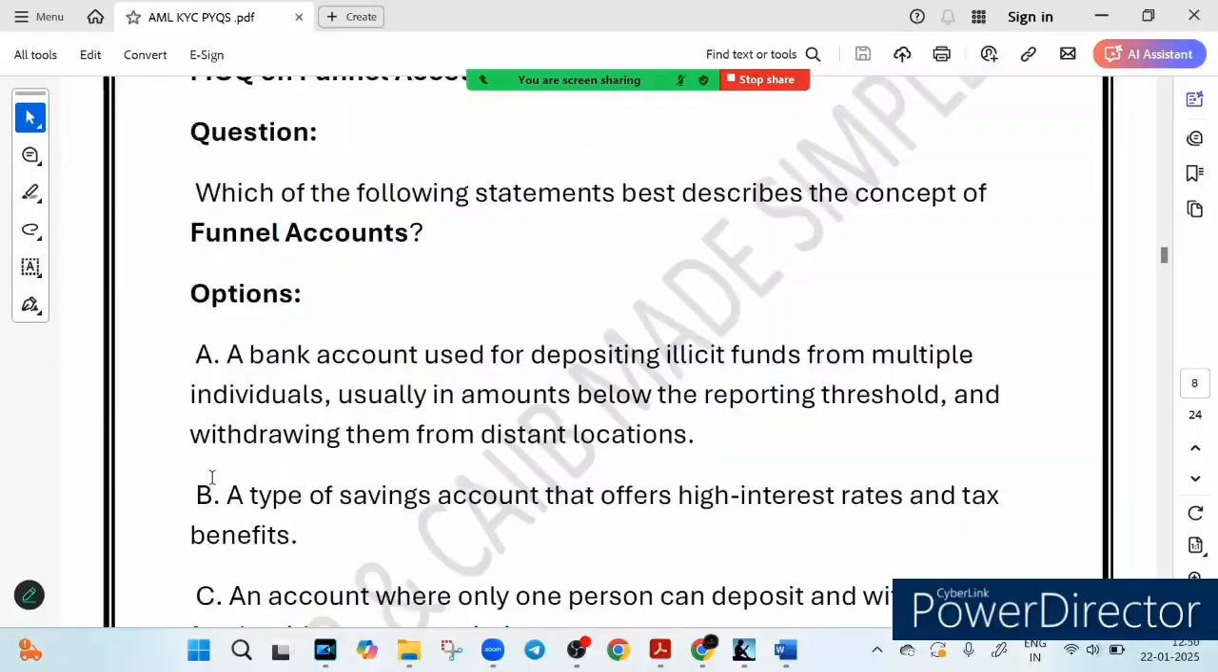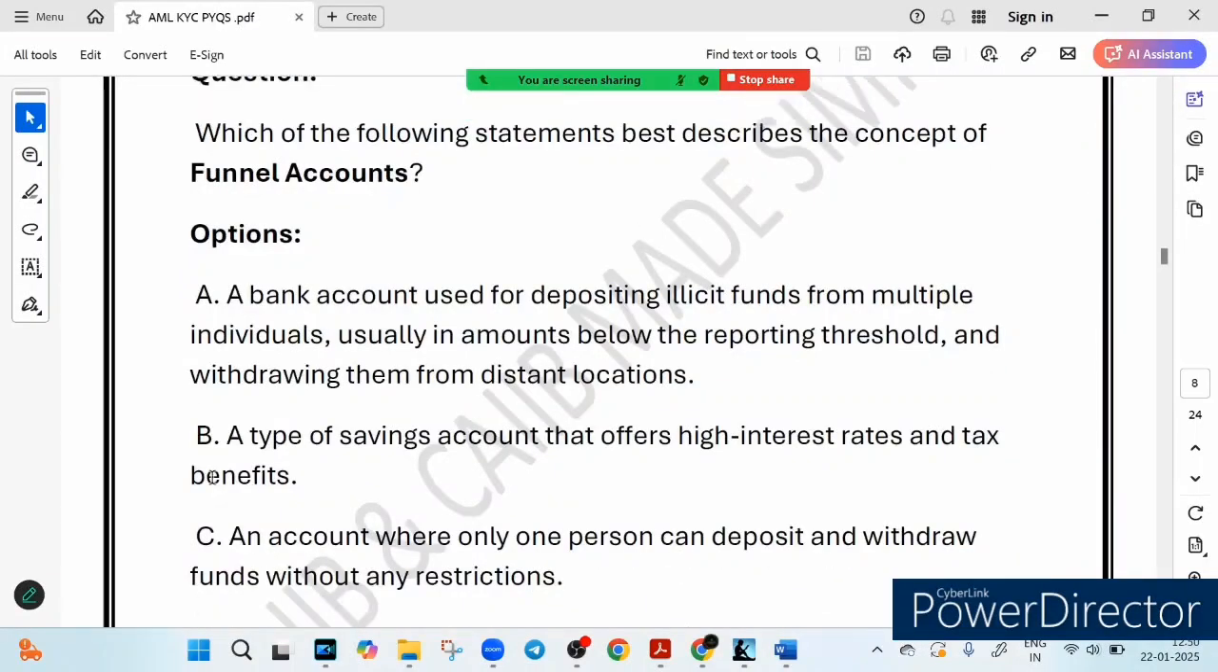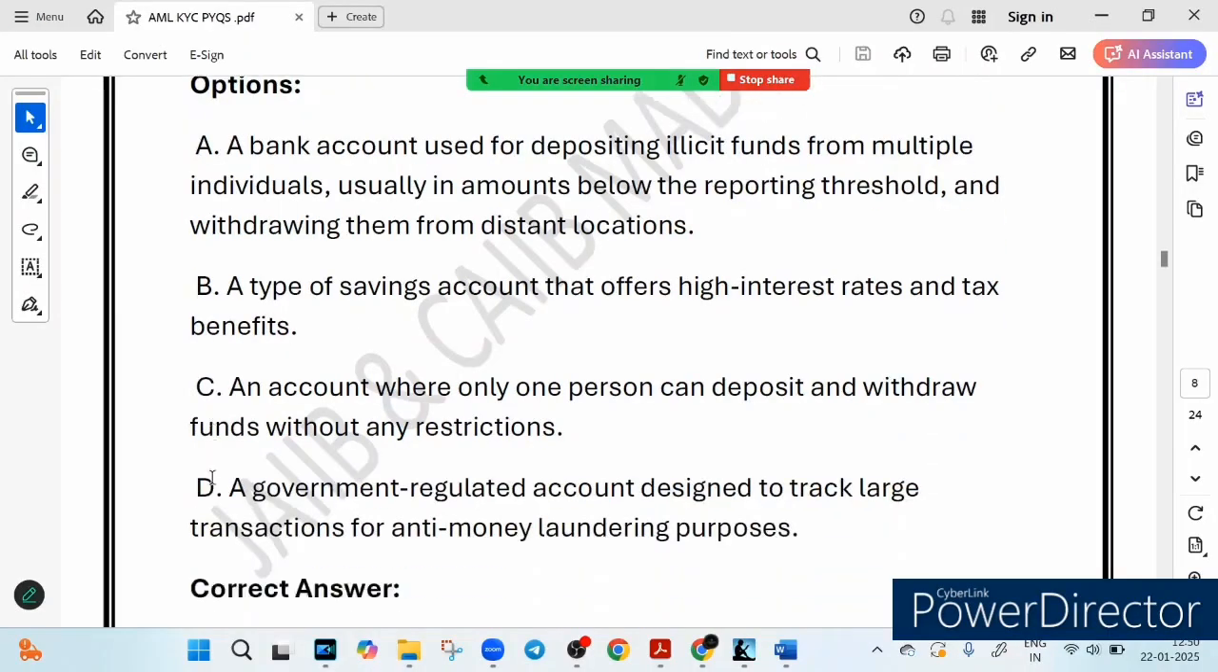Now let's talk about the funnel account. Which of the following statements best describes the concept of a funnel account? So what is a funnel account? Let's see the options. First option is a bank account used for depositing illicit funds from multiple individuals, usually in amounts below the reporting threshold, and withdrawing them from a distant location. Option B says a type of savings account that offers a higher interest rate and tax benefit. Option C, an account where only one person can deposit and withdraw funds without any restriction.